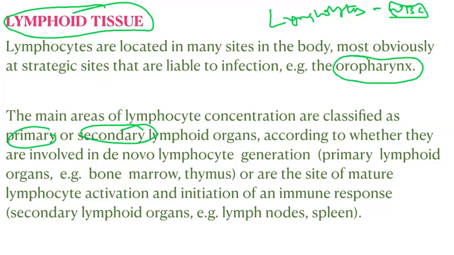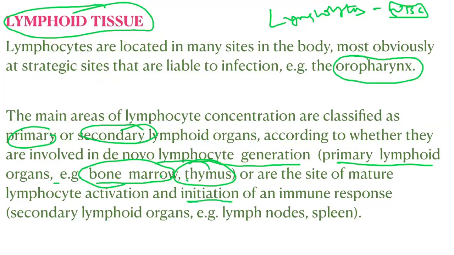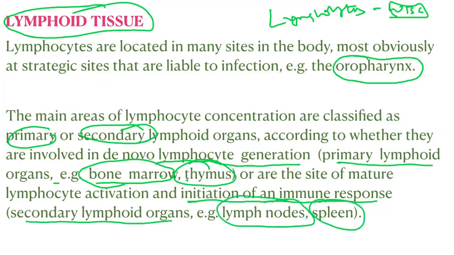Primary lymphoid organs are involved in lymphocyte generation. Examples are bone marrow and thymus. Here lymphocytes originate, right? They are generated there. Whereas the secondary lymphoid organs or secondary lymphoid tissue are where the lymphocytes get matured and activated, right? The initiation of the immune response occurs in the secondary lymphoid organs, for example lymph nodes and spleen.